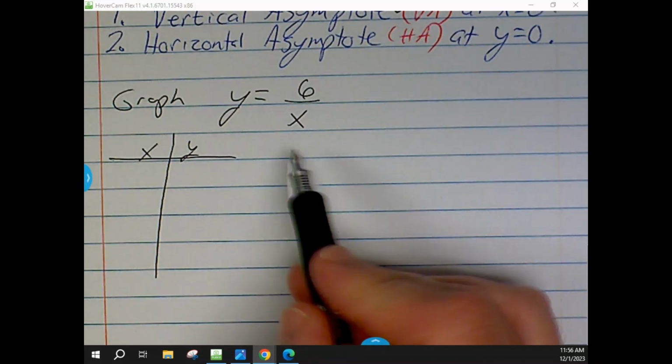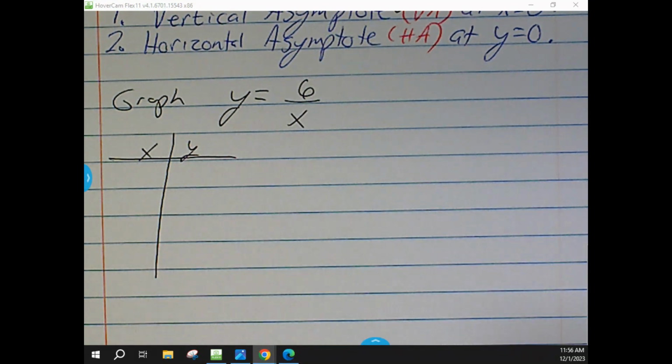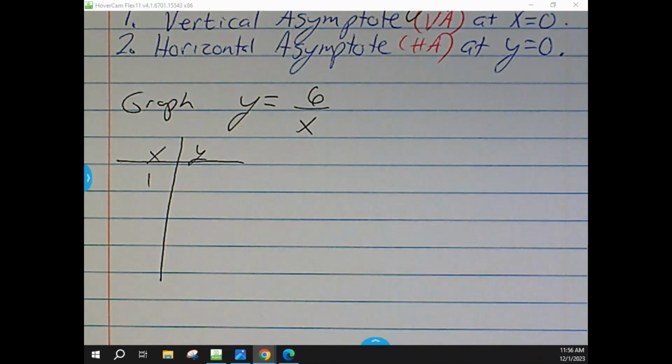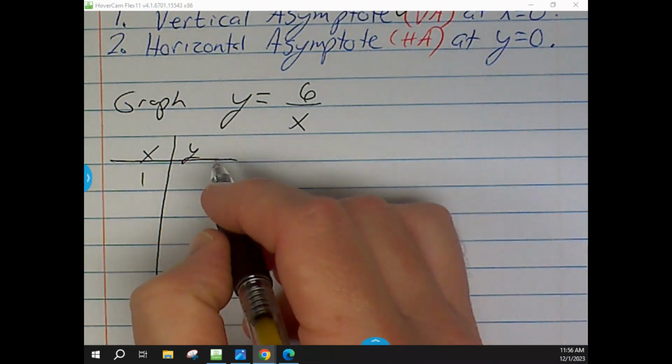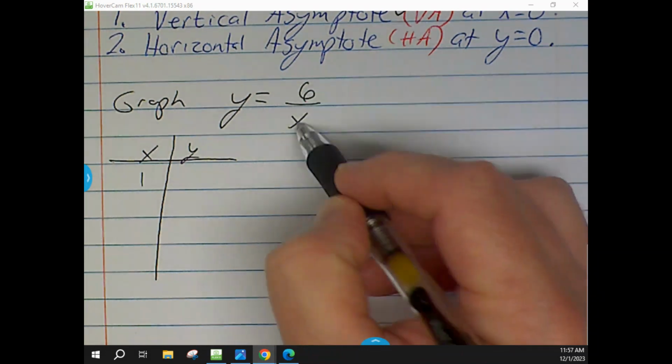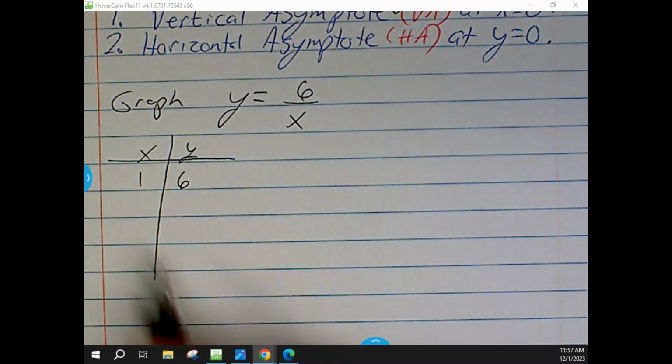All right, again, we're not going to be able to use 0 because if we plug in 0, it's undefined, so it's not going to work. So we're going to pick easy numbers to plug in. We're going to make it be 1. Okay, so what's 6 divided by 1? 6. There we go. So there's our first ordered pair at 1, 6.